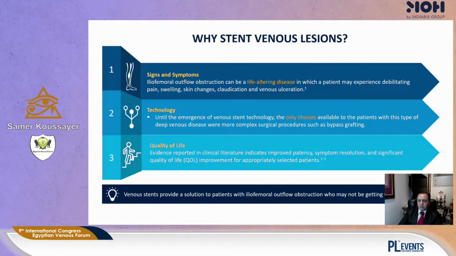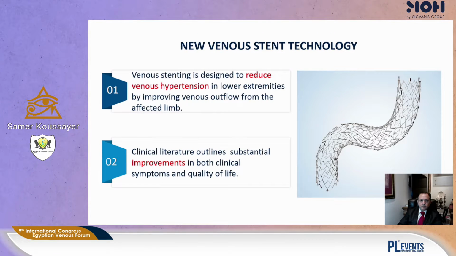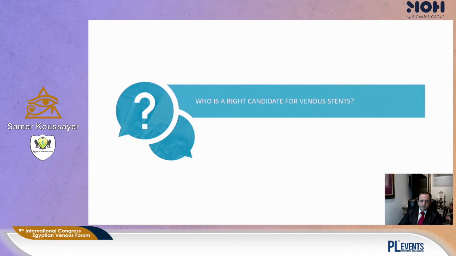For this reason, venous stents provide a solution to patients with iliofemoral outflow obstruction who may not have been getting treatment before venous stenting. The new venous stent technology is designed to reduce venous hypertension in the lower extremity by improving the venous outflow from the affected limb, and the clinical literature outlines substantial improvement in both clinical symptoms and quality of life.